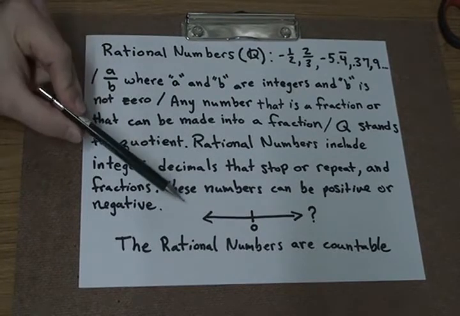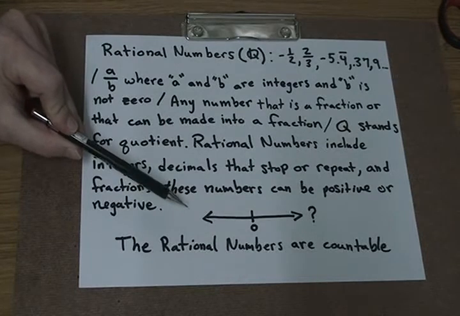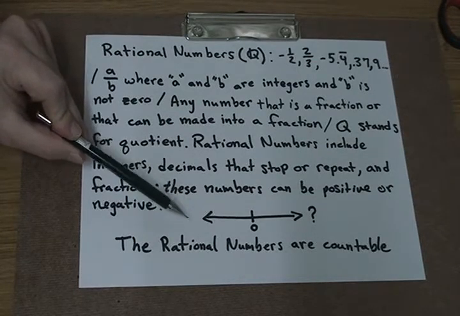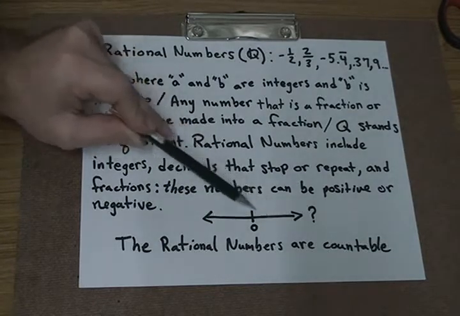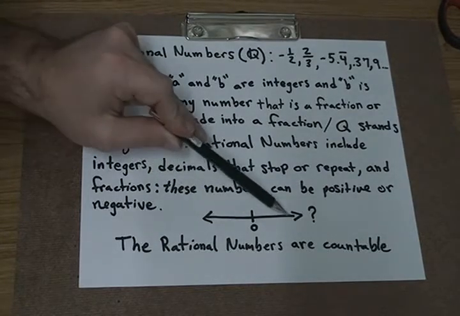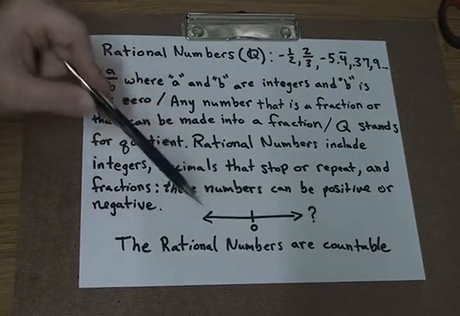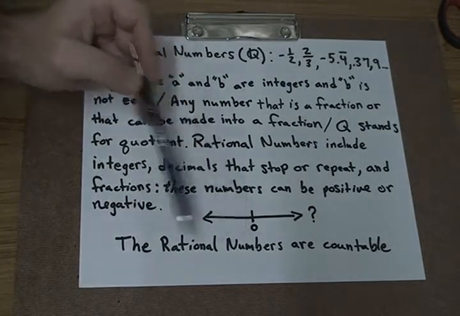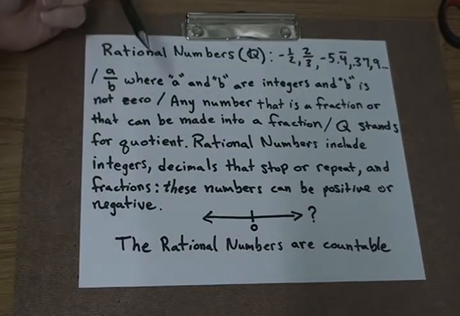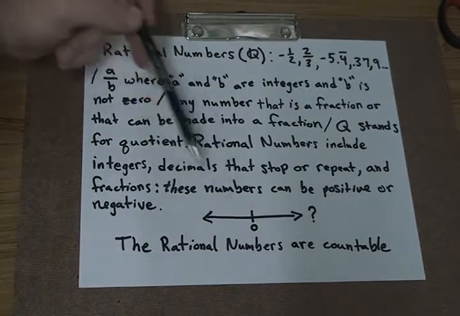What does the number line look like for rational numbers? Well, we don't know that. We can't draw it because there's still spaces in between these numbers, and all these fractions add up to a lot, so we don't know what the number line looks like. But the rational numbers are countable. How do we count the rational numbers if we can't draw it on a number line?